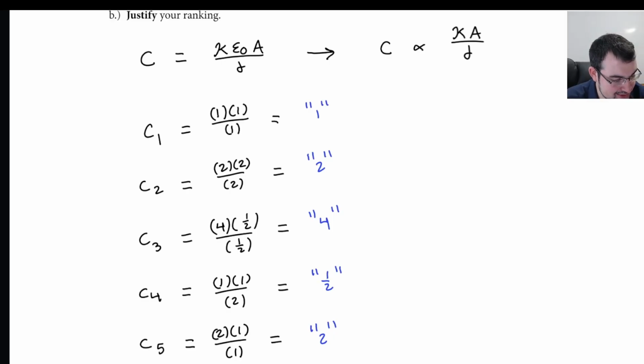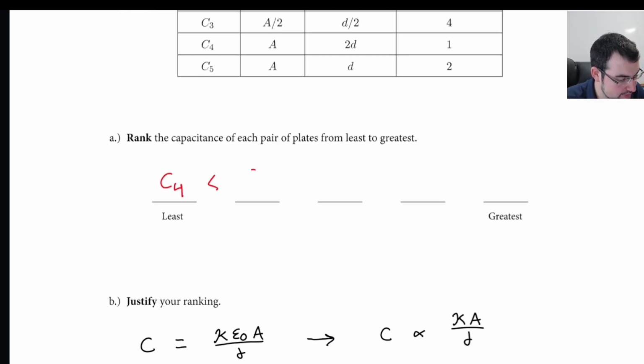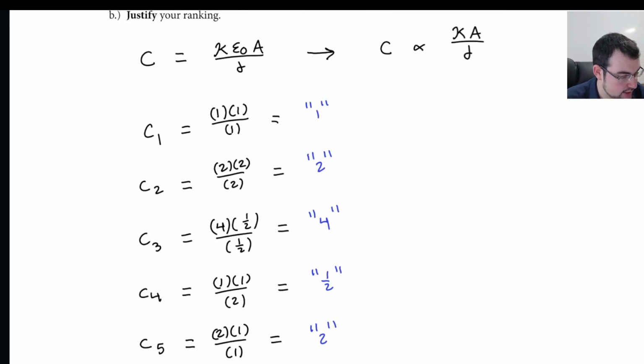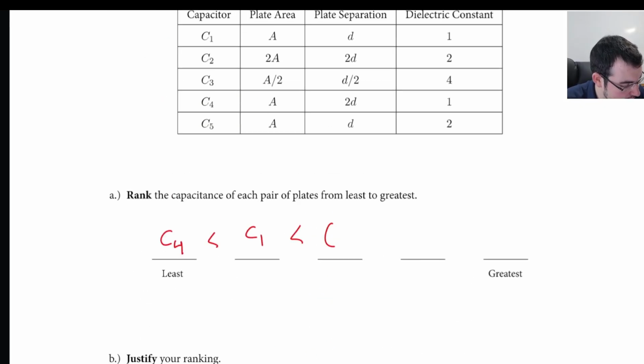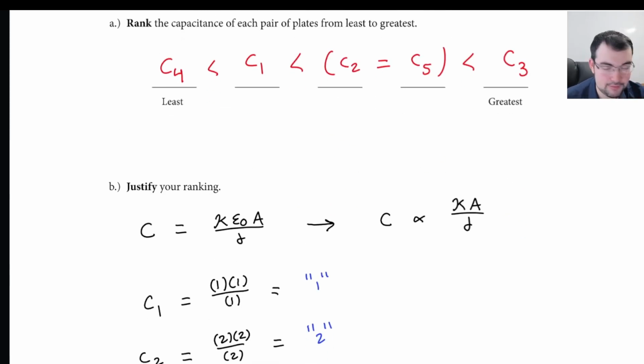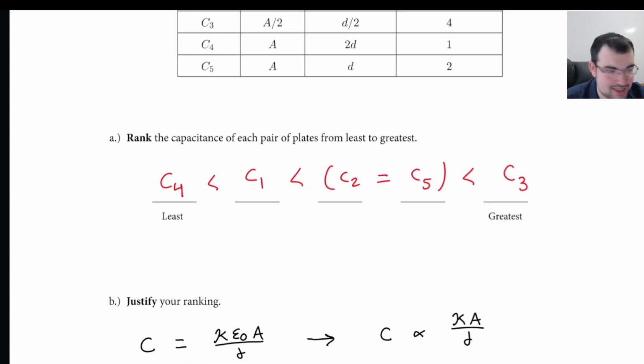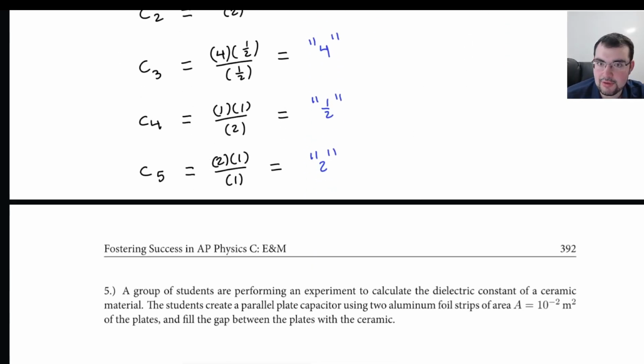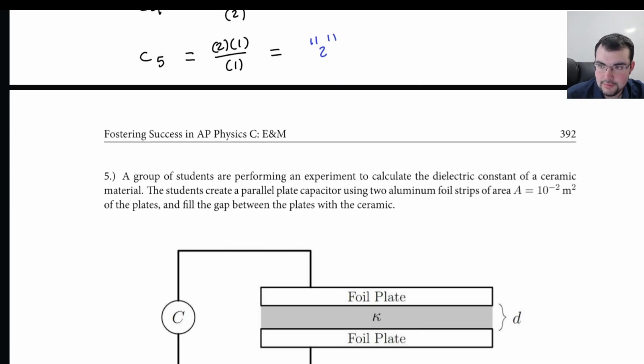Then the only capacitance that worked out to be 1 was C1. Then we see C2 and C5 higher. And then we have C3, which was our lone value of 4. So again, when we looked at our effective capacitances, they were 1/2 for C4, 1 for C1, 2 for C2 and C5, and 4 for C3, as we saw from our list. Of course, you could have done this a lot faster than I did, but I was just showing that.